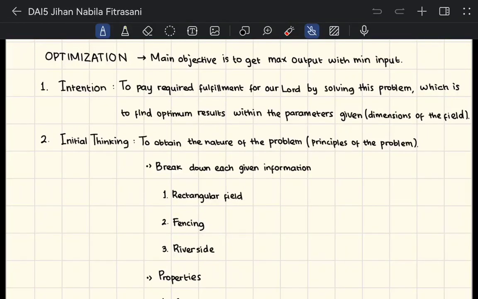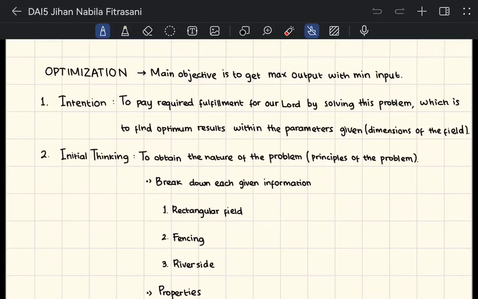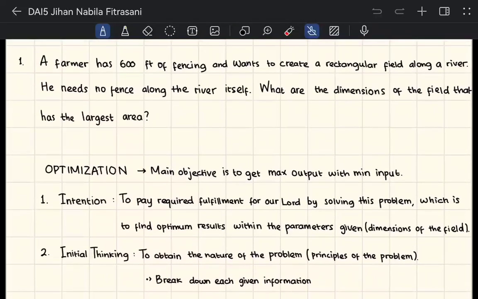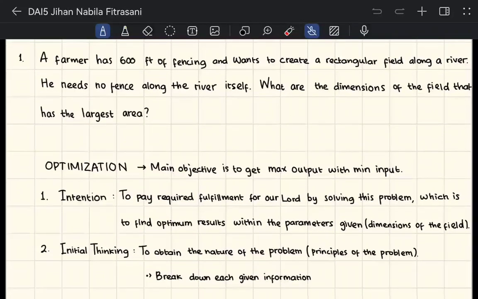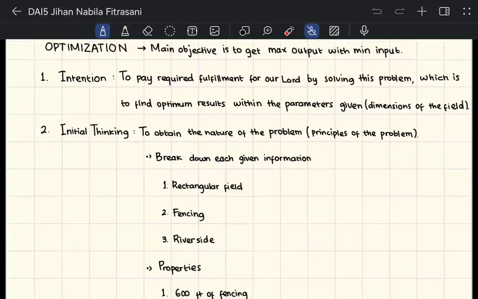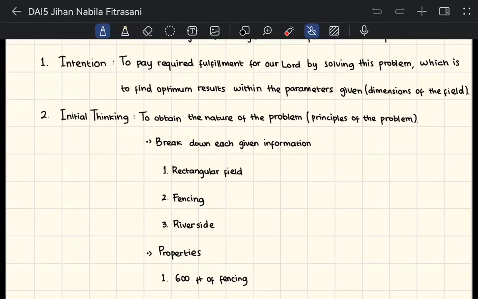The first one is intention. In this problem, our intention is to fulfill a requirement for our Lord, which is a must, by solving this problem, which is to find optimum results within the parameters given, which in this problem is the dimensions of the field. Okay, and after that we can continue to the second point, initial thinking.